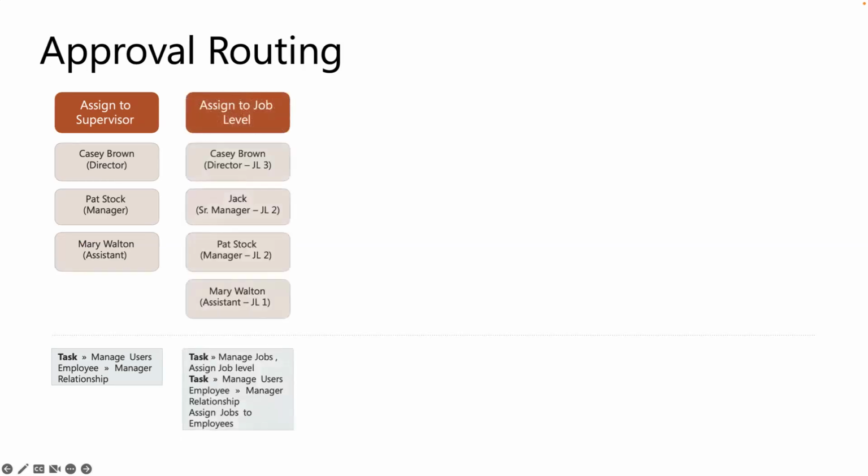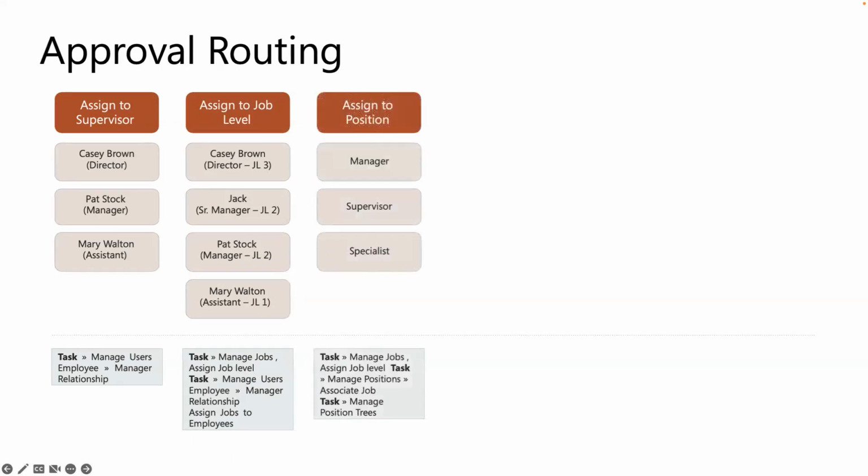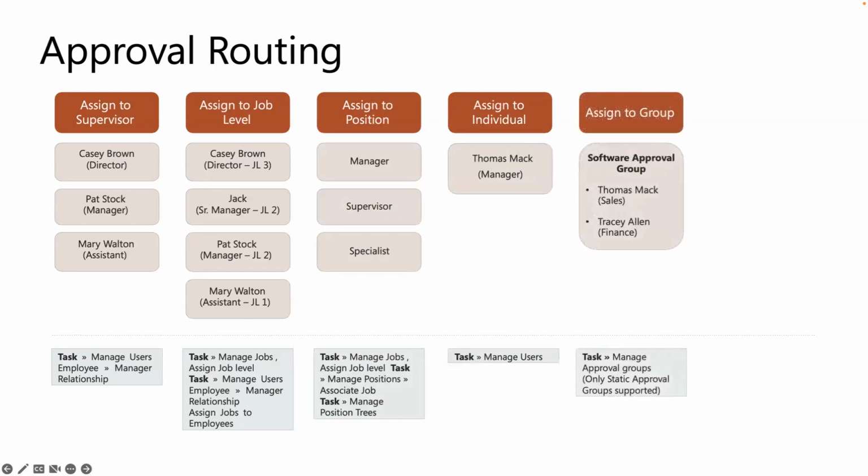Then you can use job levels, so that rather than routing to a specific person, which is your supervisor, it can route to someone who has the job level. And then you can also assign to positions rather than assigning to people. Also you can assign to an individual. You can also assign to a group, or you can set it so that it will auto approve or auto reject.